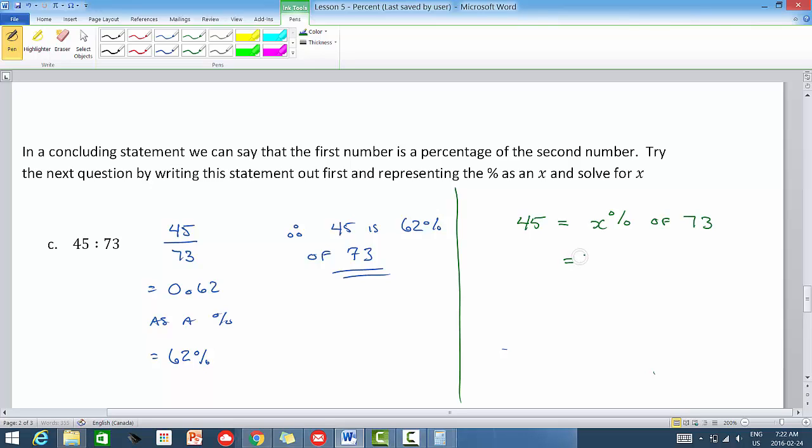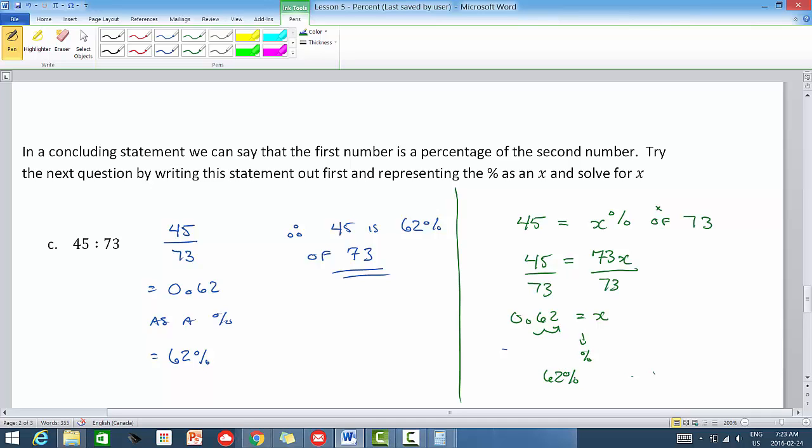So what this is looking like, X percent of 73, so it's going to be 73X, so of meaning multiply, 73X is equal to 45. What we're going to do is divide by 73, divide by 73, and we end up with X equals, again, the same thing, X equals 0.62. As a percent, we move the decimal place over 2 spots, 62%.